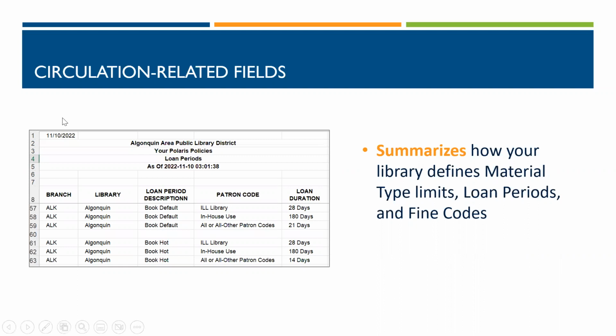In the screenshot here, we're looking at a snippet of Algonquin's loan period tab in the report. If I can draw your attention to the book default: looking at loan period book default, most patron codes get 21 days, right? They're condensed under this all or all other patron codes. But a couple of other patron codes, ILL library and in-house use, get extended loans. And so the report will call out those different values.